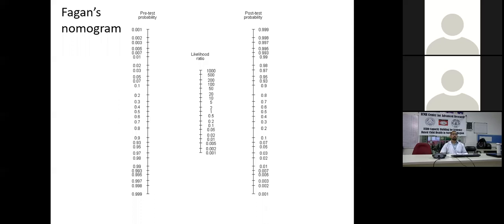And in the middle, you have a vertical line saying likelihood ratio, extending from a maximum of 1000 down to 0.001. Most likelihood ratios that you would normally deal with in real life would extend from a maximum of around 15 to 20 down to around 0.07 to 0.1. Now let's take examples.